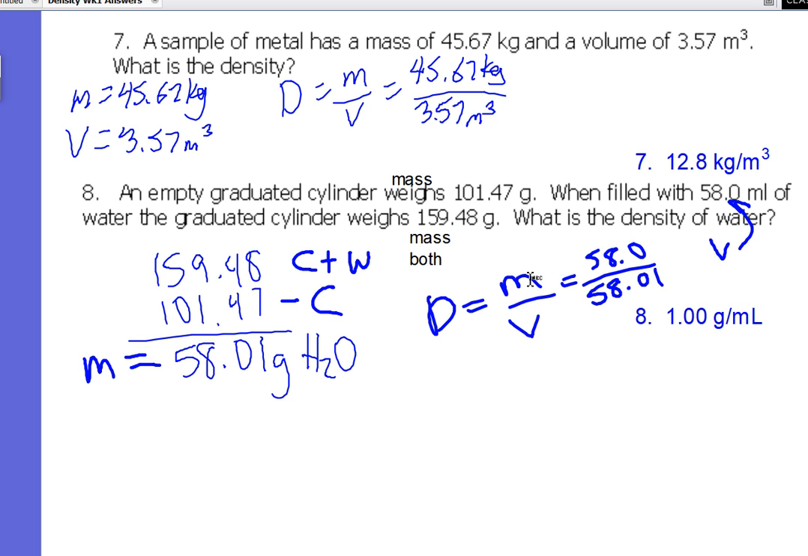The density of water is 1. It's a pretty easy number to remember. Water is 1.